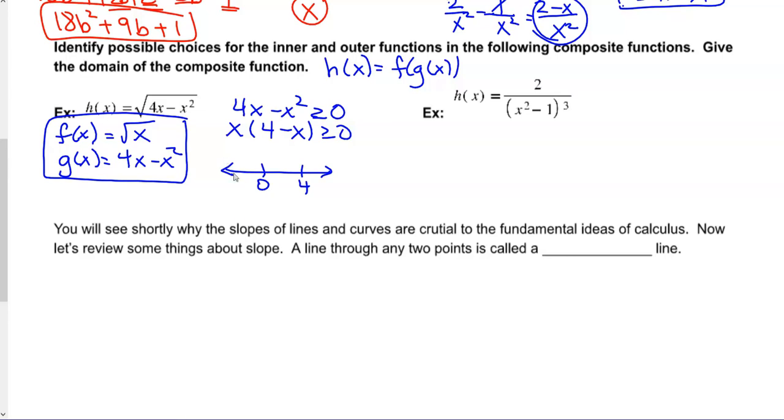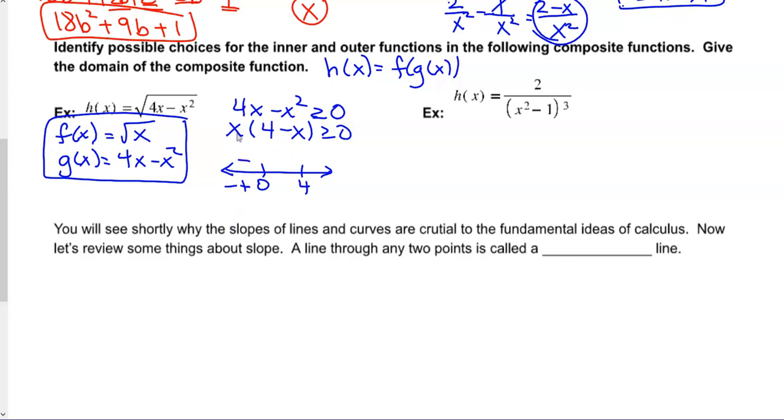So I'm going to pick negative 2. Negative 2 is in this region. When I put negative 2 in here, it's negative. When I put negative 2 in here, that becomes a positive. So 4 plus 6 gives me a positive. So therefore, a negative times a positive is a negative.